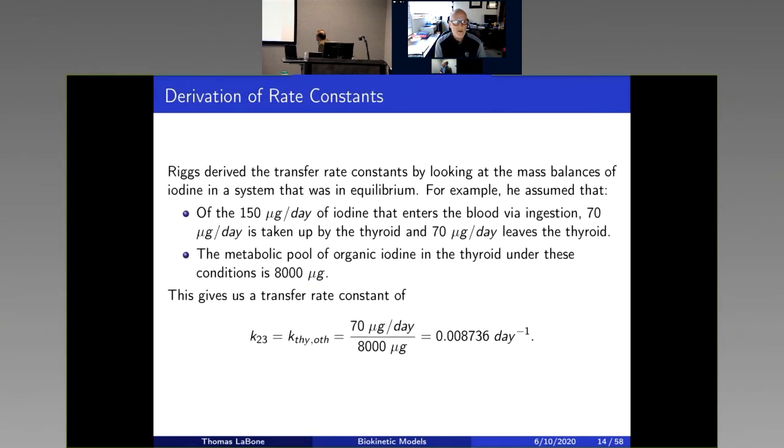And I just wanted to point out again, Riggs derived these from basically looking at mass balances of stable iodine in a system that was in equilibrium. And I'll just go through an example here, talking about how we derive the thyroid to other transfer rate constant. I think it's kind of interesting, again, how they actually come up with these numbers.